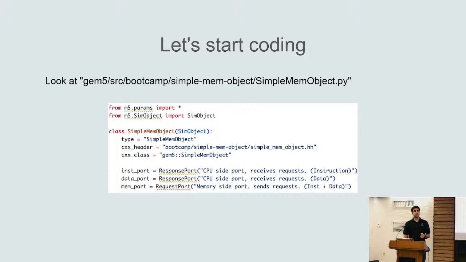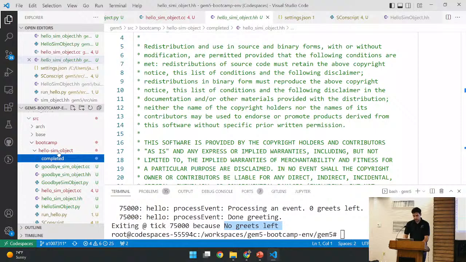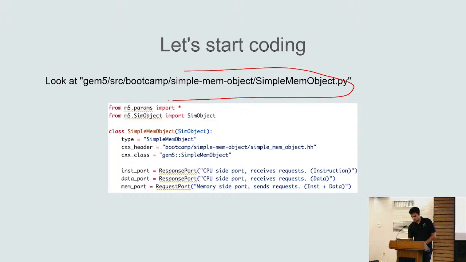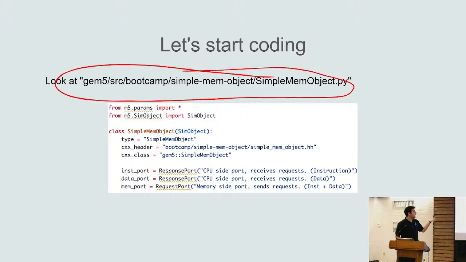Okay, so now let's go ahead and see how we add ports to a model. We learned how we can add parameters to a model or a SimObject, but we didn't look at how we can add connections or ports. So again, now what I want you guys to do is to look at this file, and we're going to take a look at it and see what's going on.